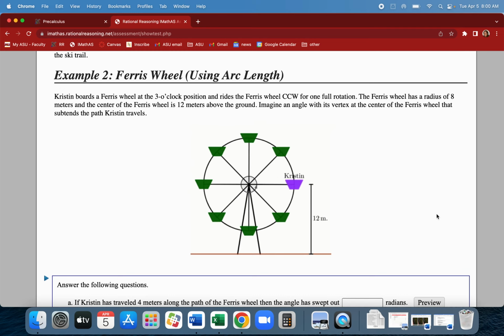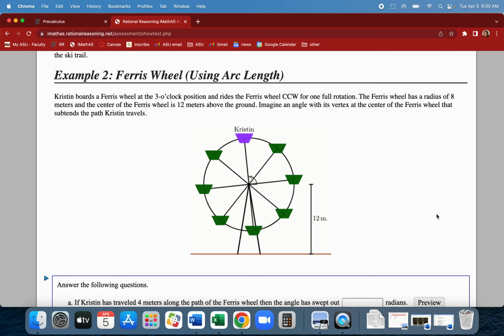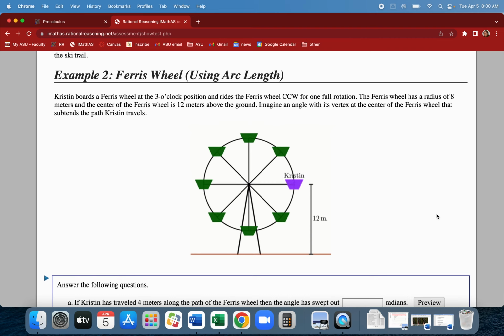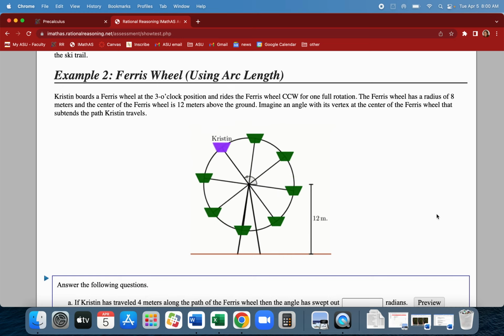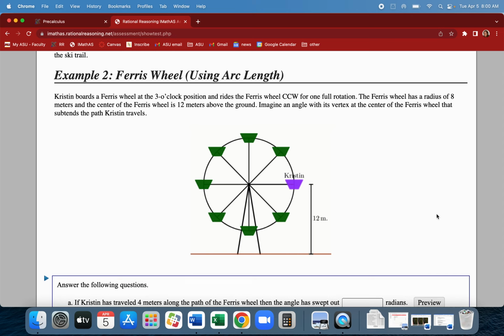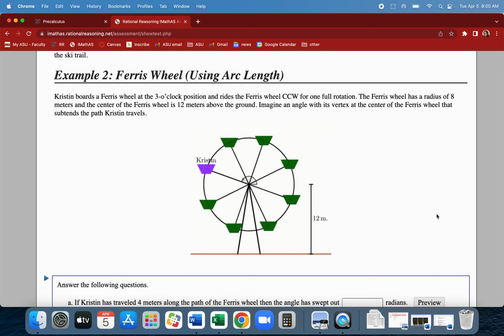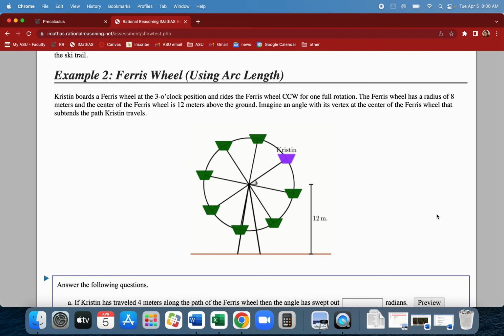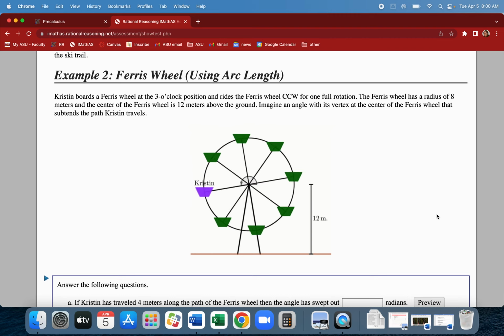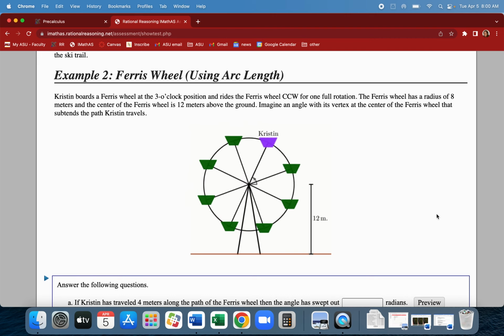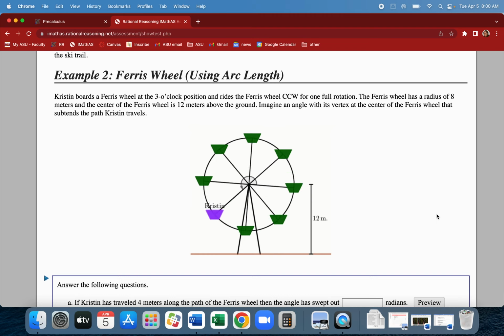So again, this is a circle with a radius of 8 meters, and the center of the circle is 12 meters above the ground. So while you're on the Ferris wheel, what's the closest to the ground you're gonna be? What's the lowest height above the ground you're gonna have? In meters.